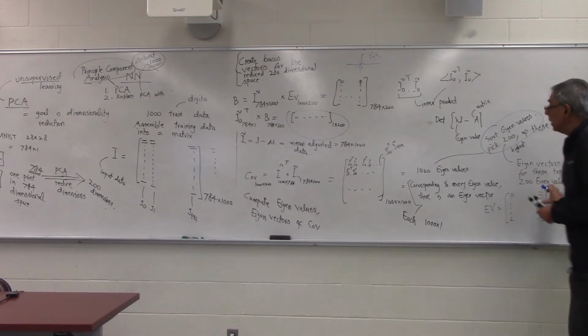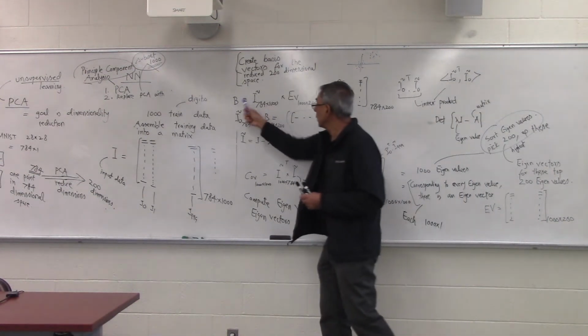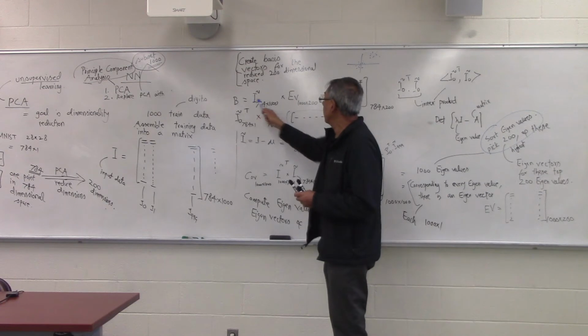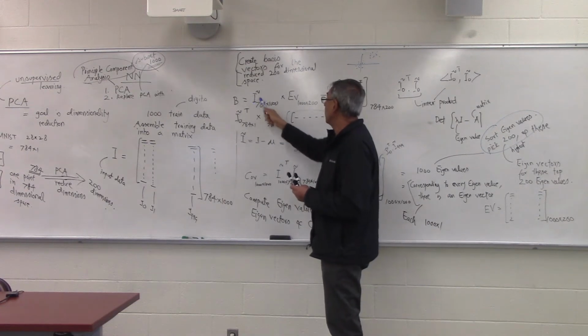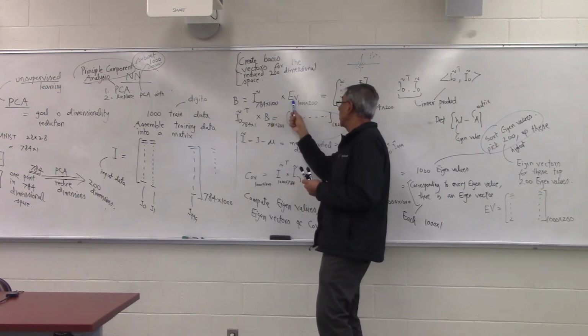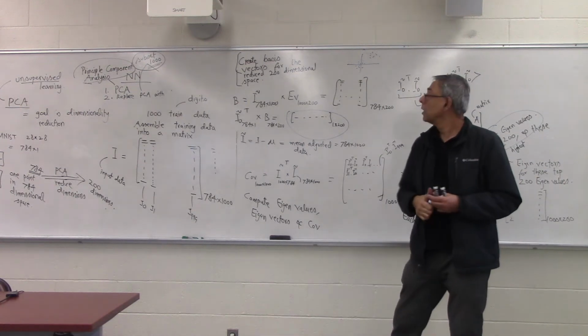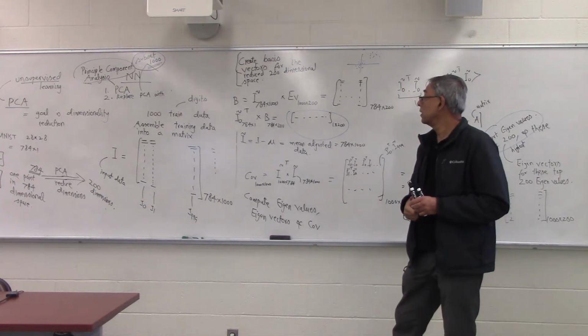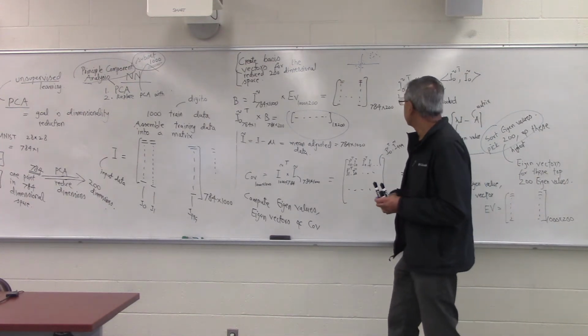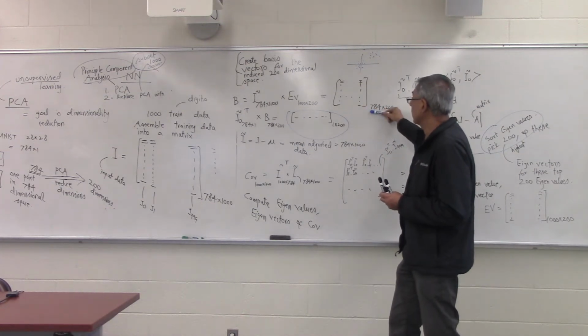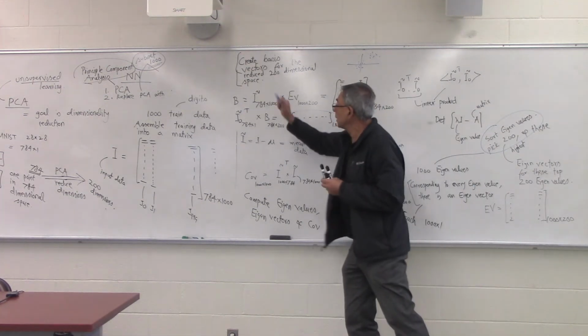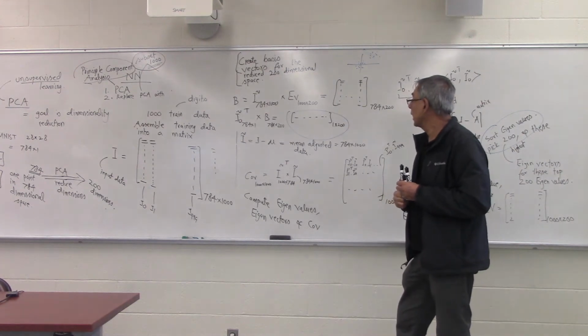So now from here, we create what is called the basis vector. The basis vector is simply the mean adjusted data projected onto these 200 eigenvectors. As we do that, we get our basis. Okay, and I'll clarify this basis a little more in a second.